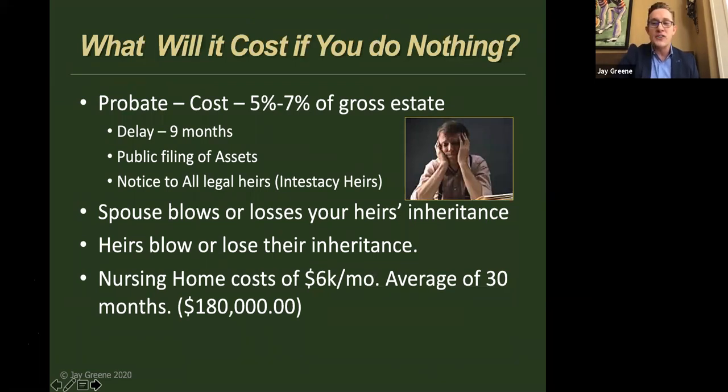So when we think about the costs, what are the costs if we don't do anything? There's the cost of probate, so it gets expensive. The base minimum out here is 3 to 5%, and it's probably going to be a little bit higher than that. The delay can be long. A lot of times we're looking at least 9 months by the time we get creditor and the court dates. That's the public filing, so it's the lack of privacy. And then we have to notify all of our heirs.